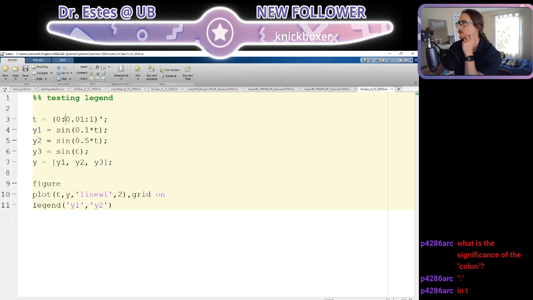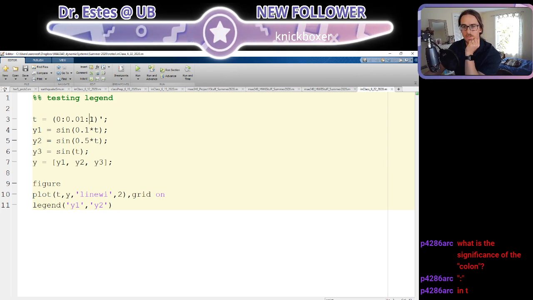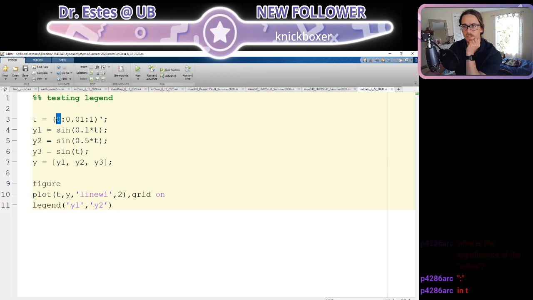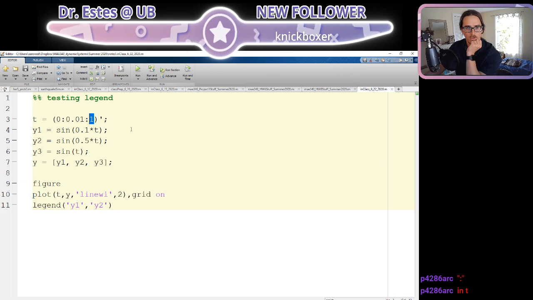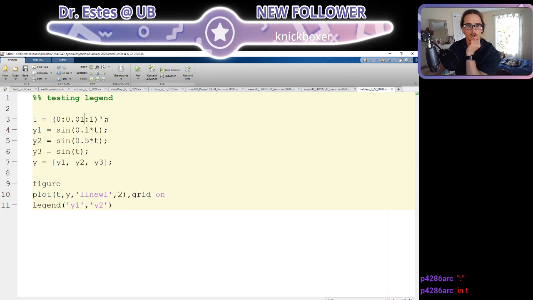Oh, these guys? Oh, this just says, this is a time vector that starts at 0, and then it goes in increments of 0.01 all the way up to 1 as the final value. So this time vector will be 0, 0.01, 0.02, 0.03, all the way up to 1.